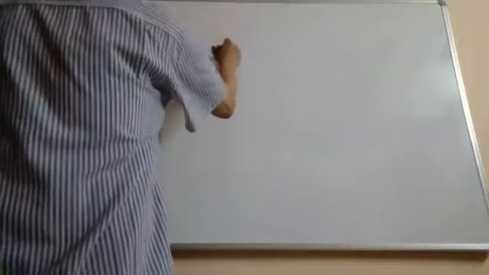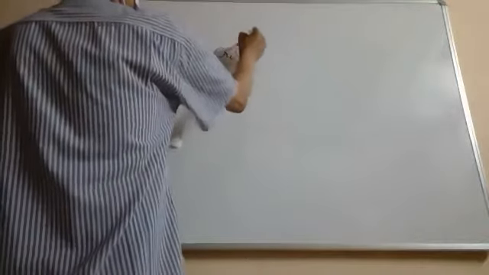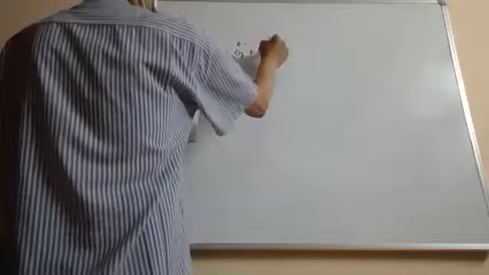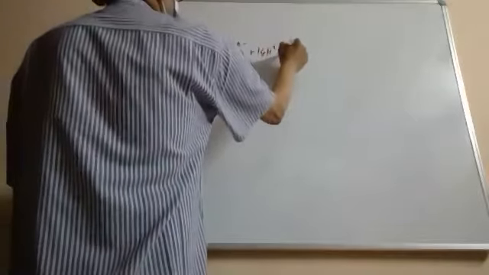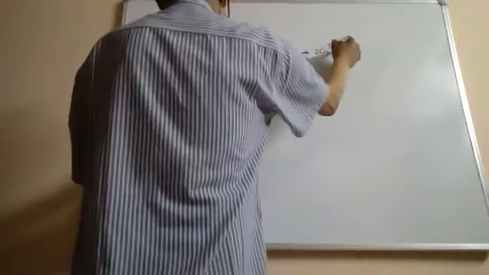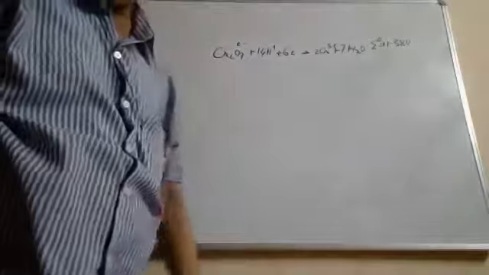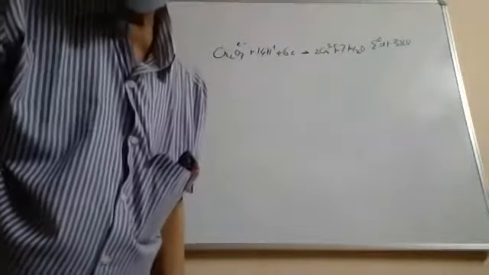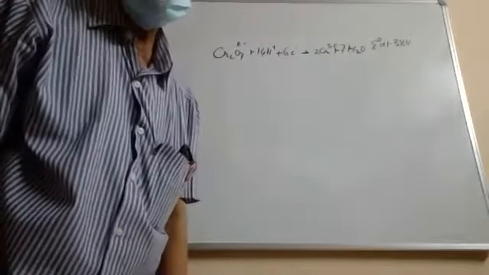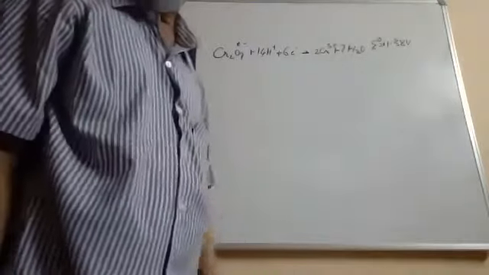So let me write down a redox reaction. Let's say I have the dichromate anion, Cr2O7 2-, reacting with 14H+ and 6 electrons, giving 2Cr3+ plus 7H2O. The cell potential for this is 1.38 volts. It's a plus. So is this reaction spontaneous or non-spontaneous? The cell potential is plus 1.38 volts.